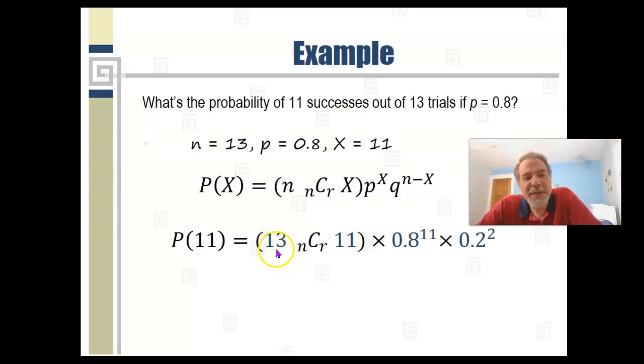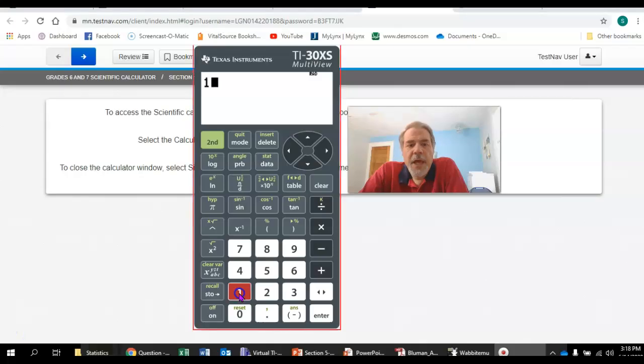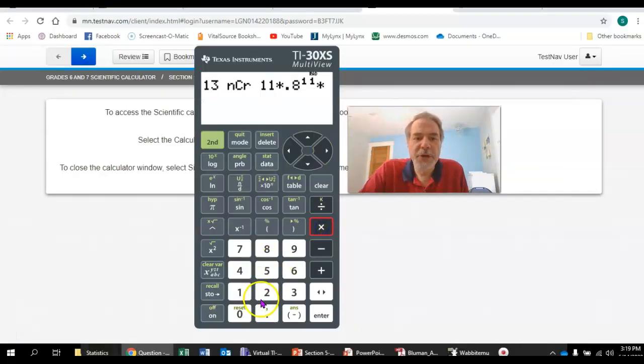Now, to actually put something like this into a calculator, it's going to depend on what kind of calculator you have. Here's how it works on one common kind of calculator. I'm going to punch in 13 and hit the probability button and select NCR and then put in 11. So there's my 13 NCR 11 times 0.8 to the 11 power times 0.2 to the 2 power. And it comes up as about 0.268.